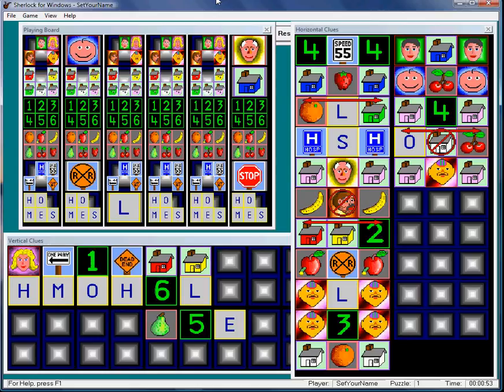So for those who have no idea what they're seeing on the screen right now, what you're seeing is the game, basically, Sherlock. It's done pictorially as opposed to literally, and for those who are having trouble seeing it, I recommend watching this video in full screen mode. What you're seeing is basically a logic puzzle.